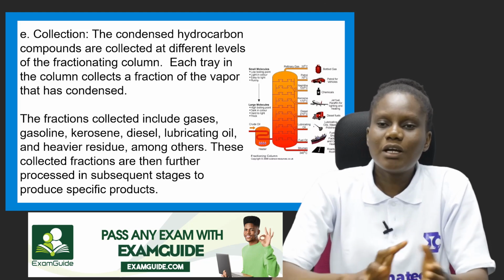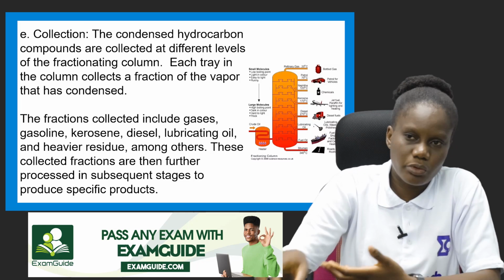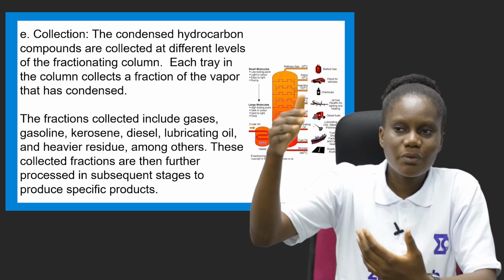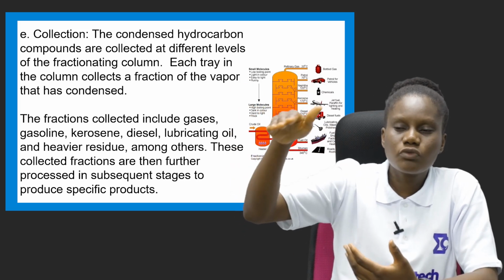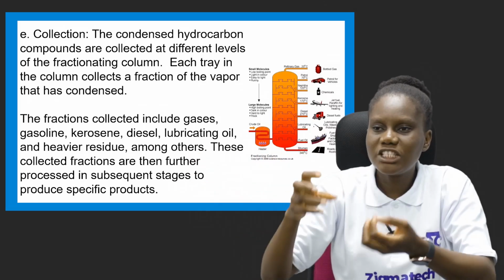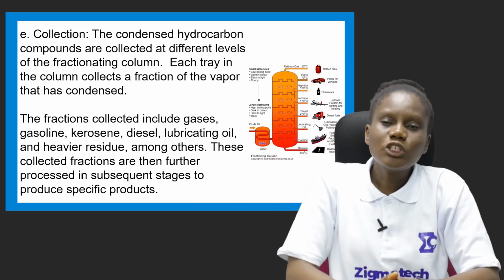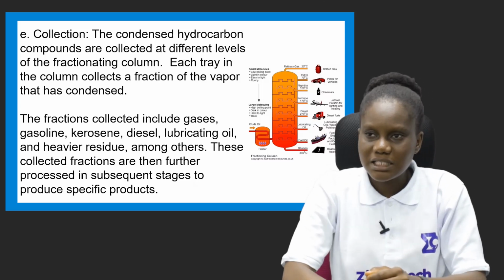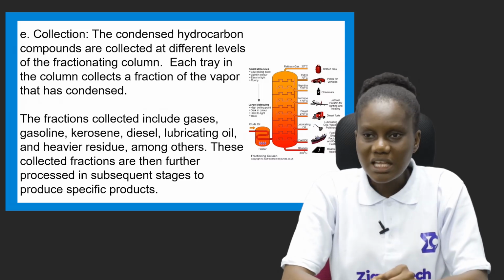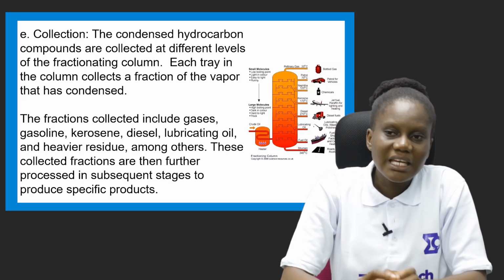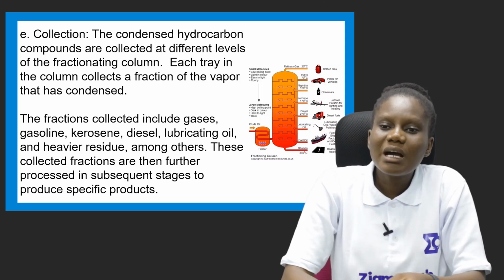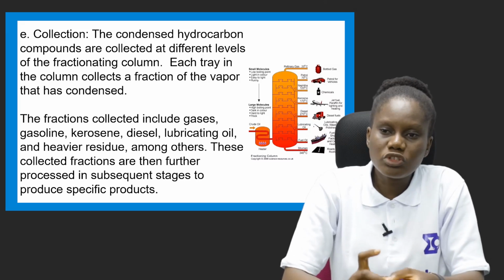Those fractions are collected based on their boiling points. So you will not have your diesel where you're supposed to have your kerosene. You will not have your naphtha where you're supposed to have your petrol. No, because those trays are placed based on their boiling points to collect each of those components. So the fractions collected include gases, gasoline, kerosene, your diesel, the lubricating oil, and heavier residue, among others. These collected fractions are then further processed in subsequent stages to produce specific products.